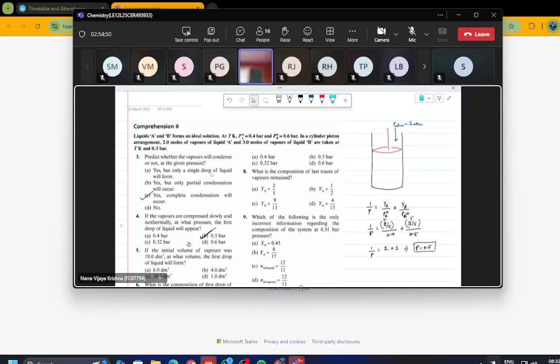This is the partial pressure of B. This is P_B, this is P_B0. This is the temperature. These are the number of moles given. Can you calculate the volume of the container by assuming the temperature as 25 degrees centigrade? Say something. Possible or not? Can you do it? Who knows?